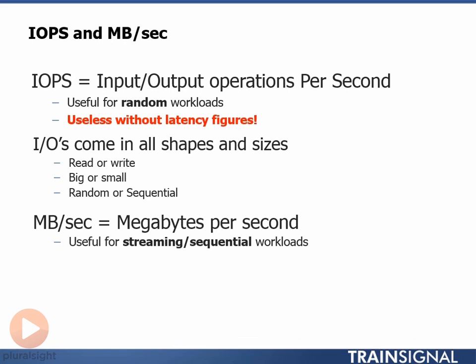However, 2 things to note. First up, megabytes a second numbers for read and write will usually be different. For example, all flash-based systems might be capable of something like 1000 megabytes a second write, but 5000 megabytes a second read. Second up, unlike with IOPS, latency just isn't as important when it comes to measuring throughput in sequential workloads.